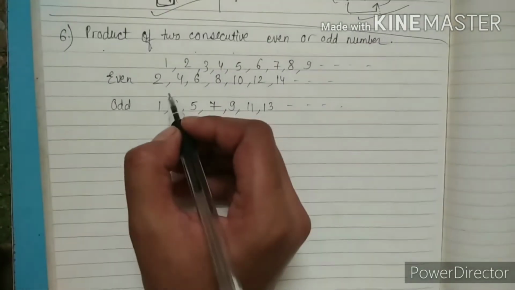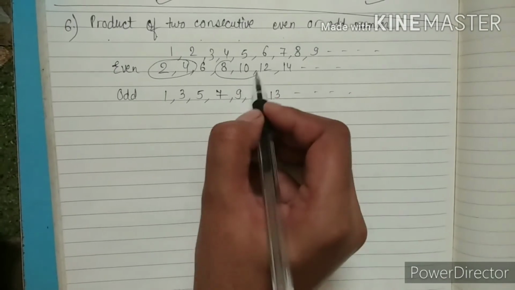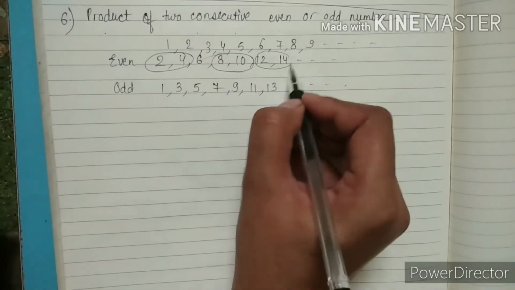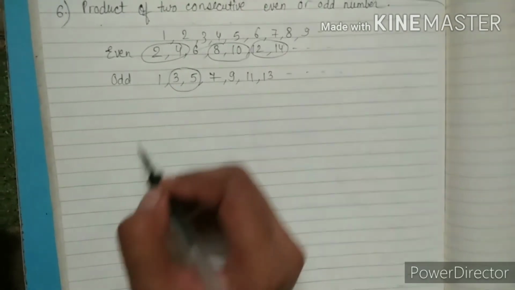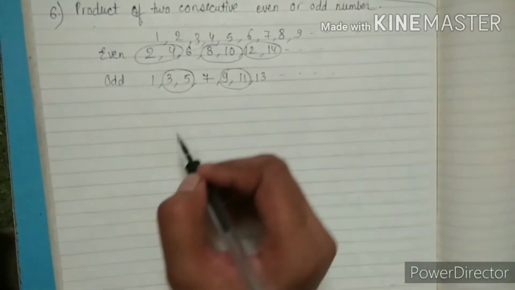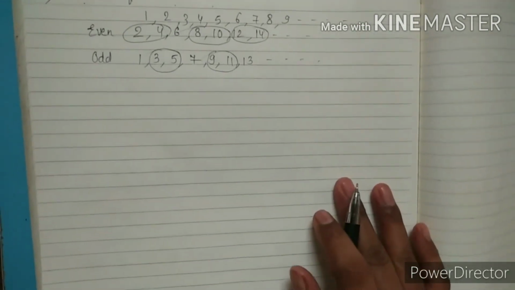So we multiply consecutive even numbers, like 2 multiplied by 4, like 8 multiplied by 10, like 12 multiplied by 14. It is the same with odd numbers, when we multiply 3 into 5, 9 into 11, and so on. So how can we get this from the square numbers?